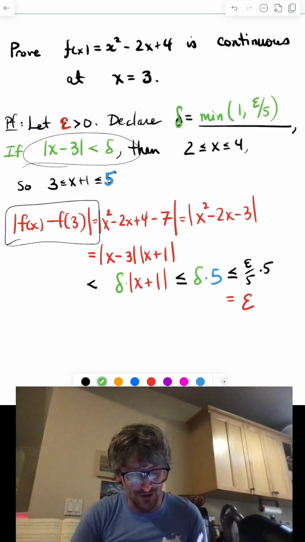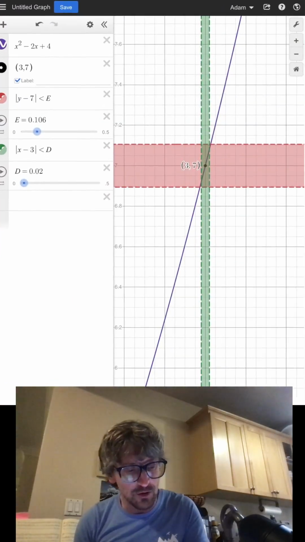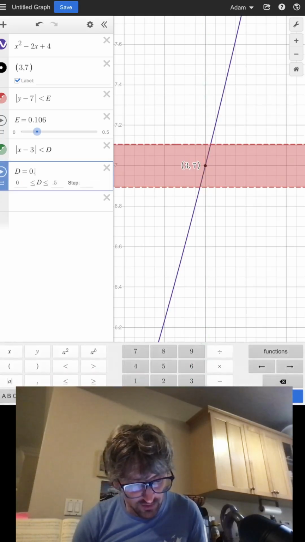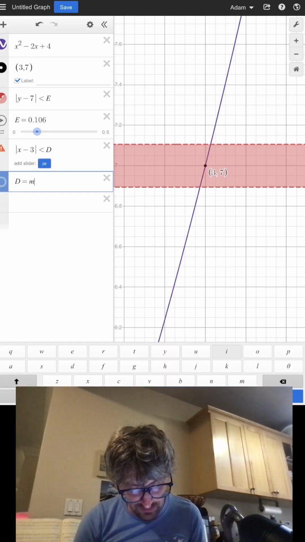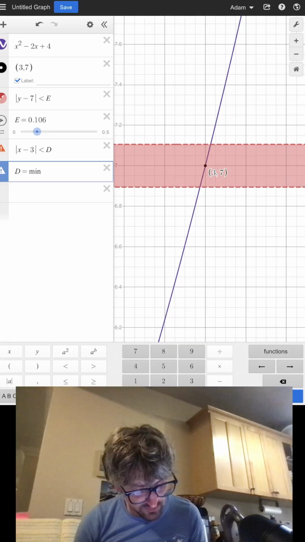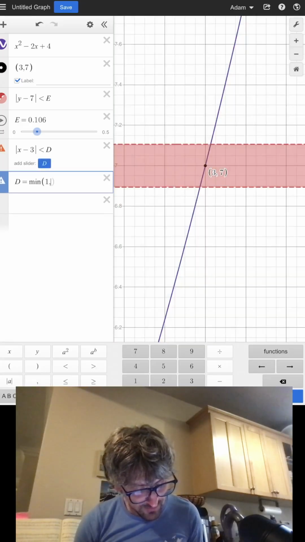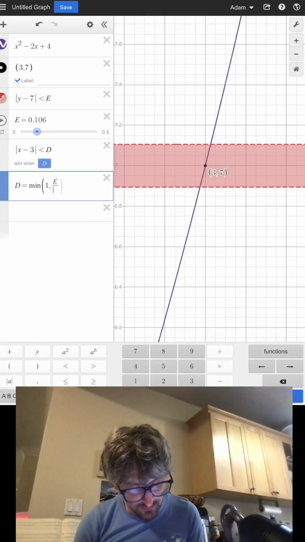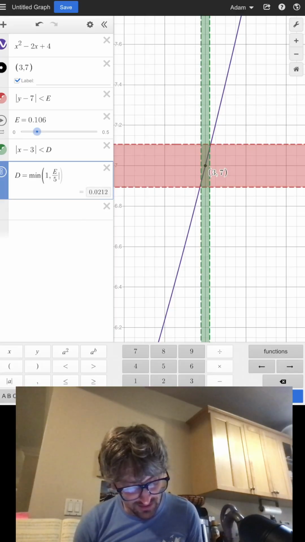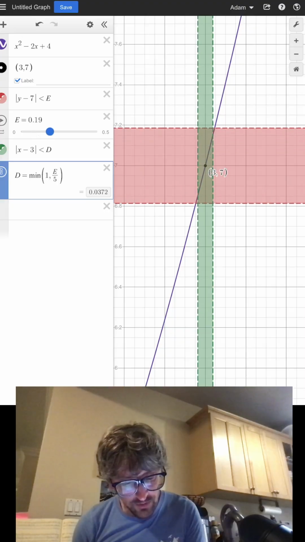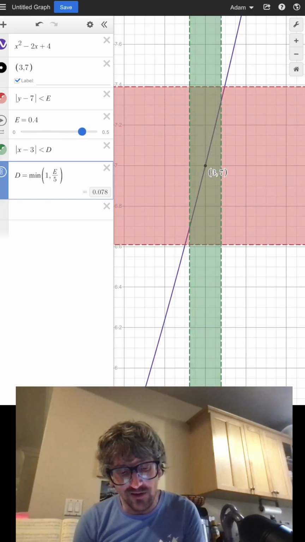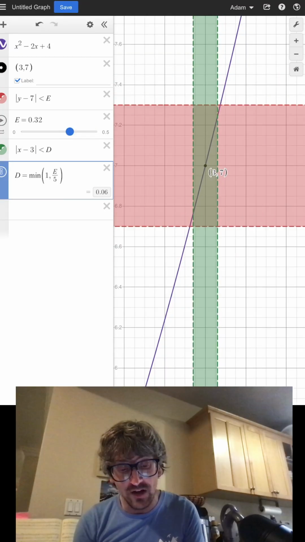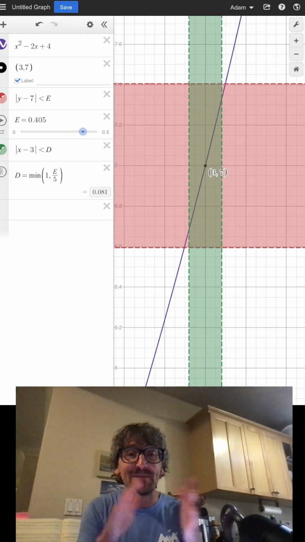And so now to finish it off, let's have some fun, and let's go to Desmos and see if our formula actually works. So if I let delta be that formula that we just typed, let's type the minimum, parentheses, 1, comma, and then the other one was epsilon divided by 5. And so when I type that in, this should adaptively change as our epsilon changes. And so at least for all of the ones I'm showing here, that green strip definitely keeps our graph inside that red region.